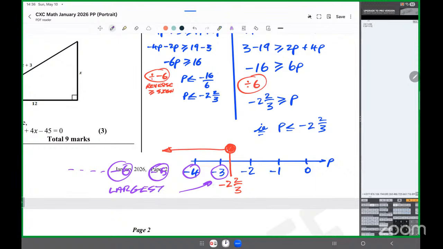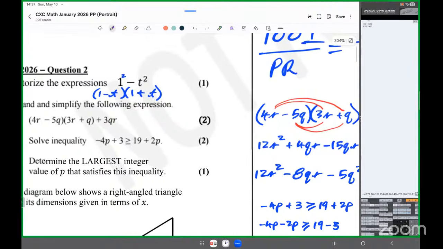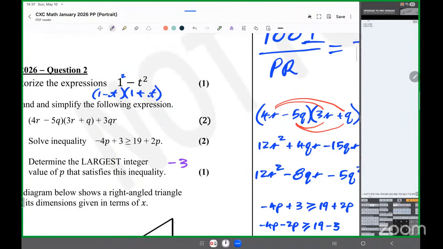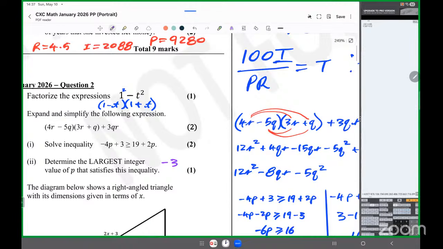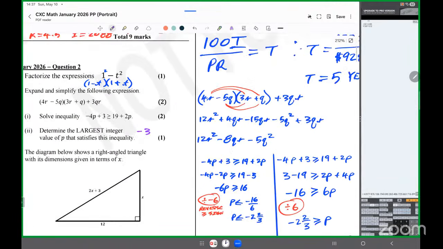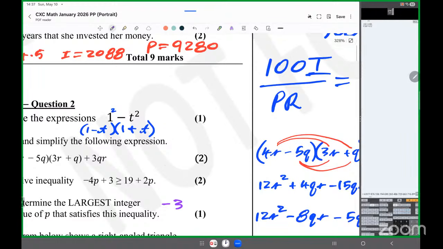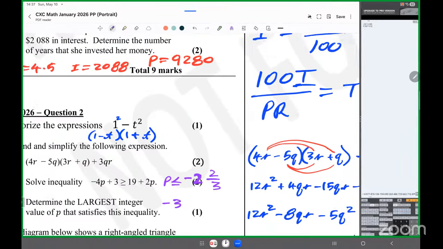The best way to show it is to put the number line so you can actually see what is happening. Good? So this answer up here will be -3. And the solution for this was what again? P less than or equal to -2 and 2/3.